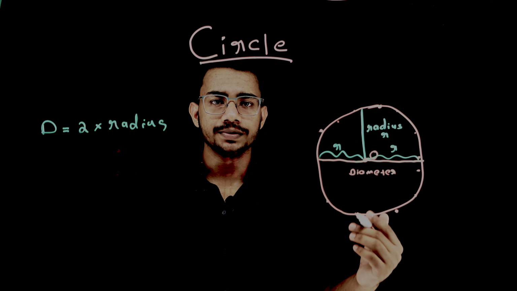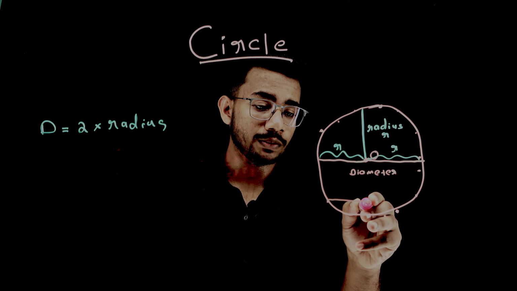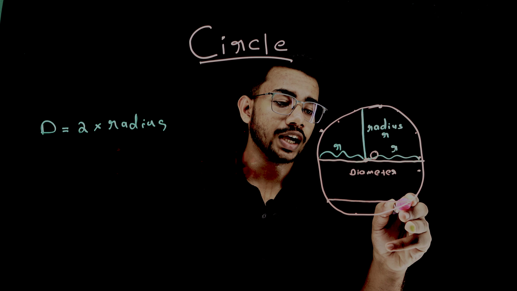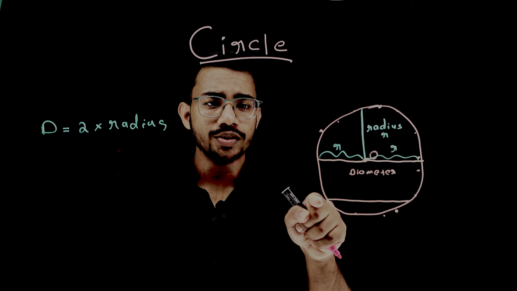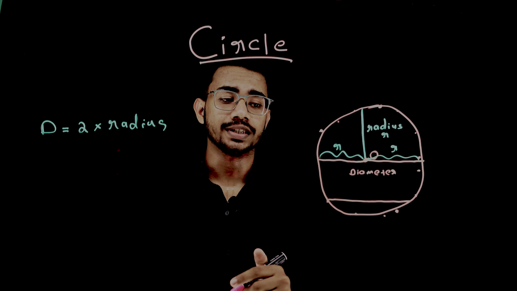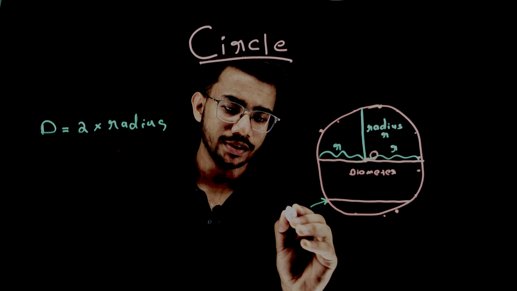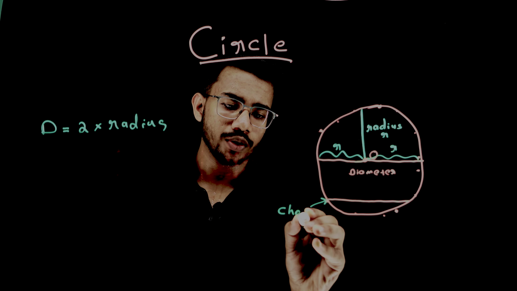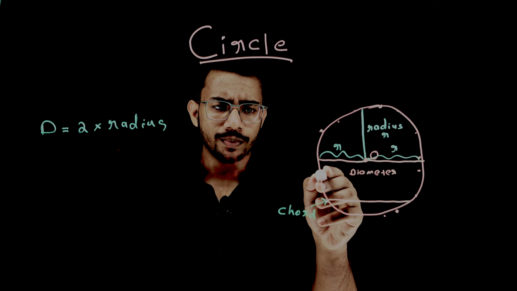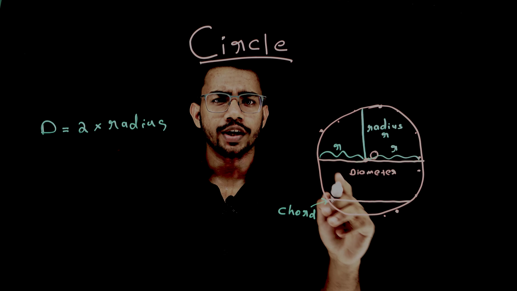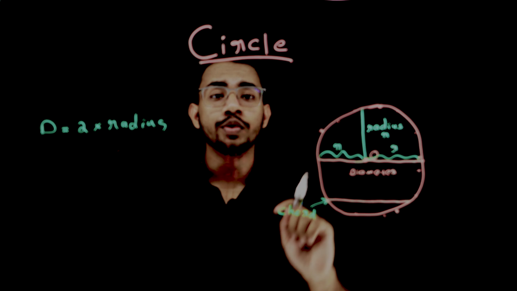Now moving on to the next one. Now we have a small line that connects one point on the circle to another point on the circle. Such a line, drawn from one point to another point on the same circle, is called a chord of the circle. This is nothing but the chord of the circle. I can have an infinite number of chords inside it because I can draw from this point to this point, this point to this point. The only criterion is that it has to join two points on the circle.